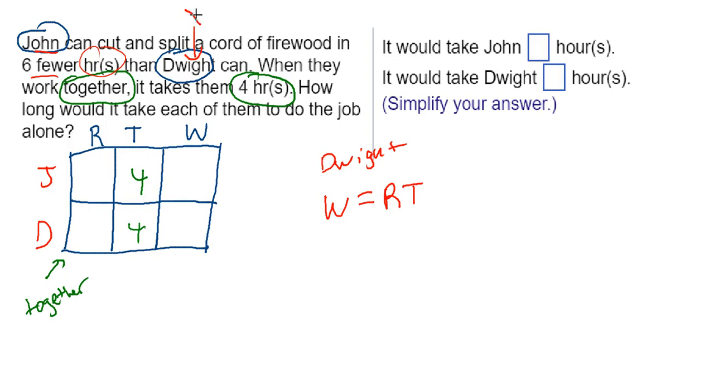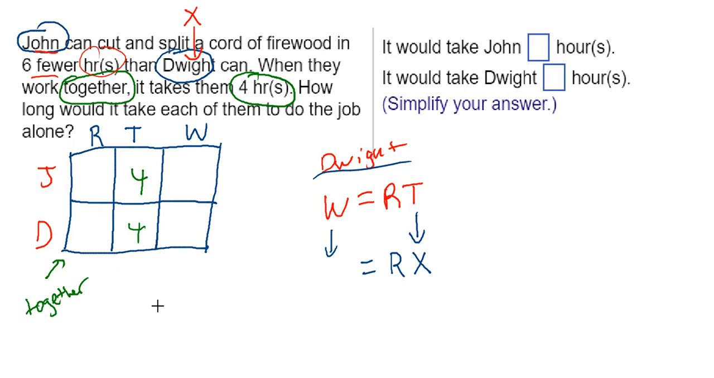So we're going to let X represent how long it would take Dwight to get the job done by himself, right? And so if we plug that in here, so if it's just Dwight working by himself, we don't need a table. We have just Dwight working by himself. And the time it would take Dwight to get the job done by himself is X hours, right? We're going to call it X. The speed we don't know. That's what we're going to try to find out.